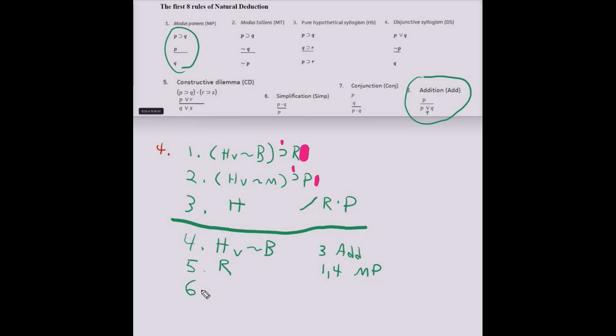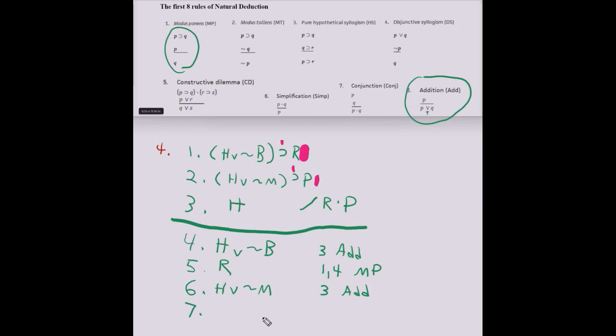So what am I going to want to do next? Well, I can use the same strategy to get this P out. I have H, and I want to add to it. I can add anything after the or. That just is the addition rule. I'm going to add to it not M, because I can add anything. So I have H or not M. I used addition again, and I used the same line, because that's the H up there at premise 3. Addition to get H or not M.